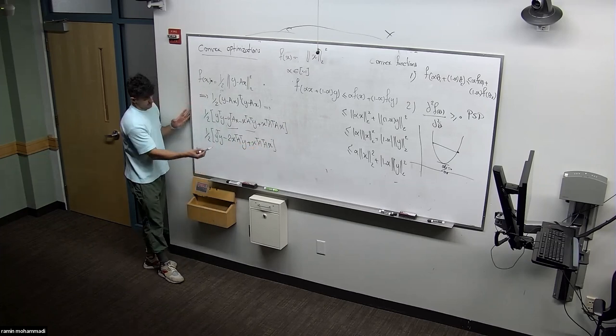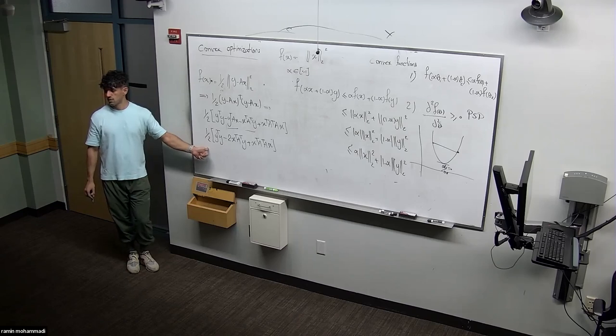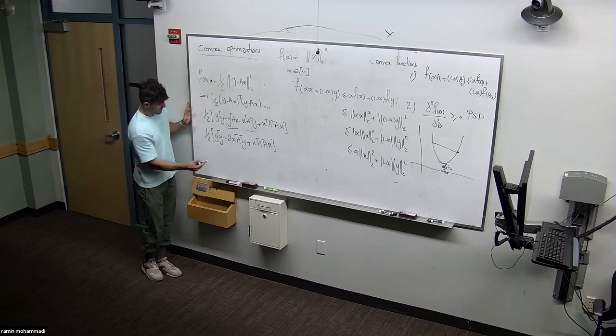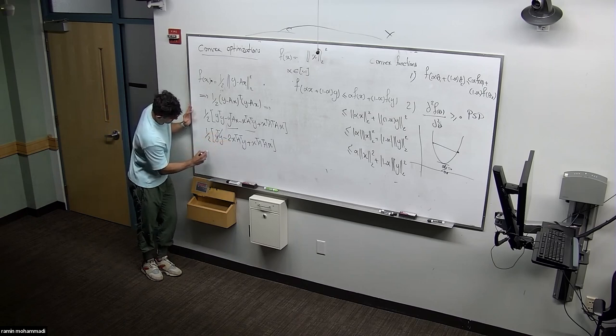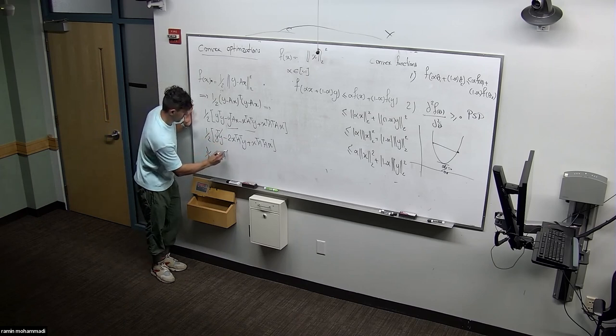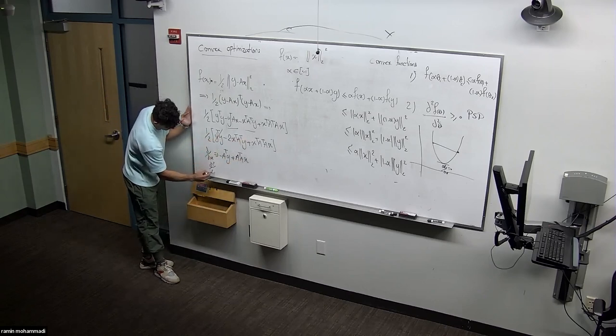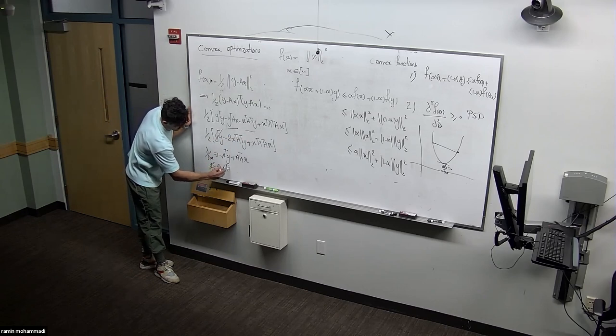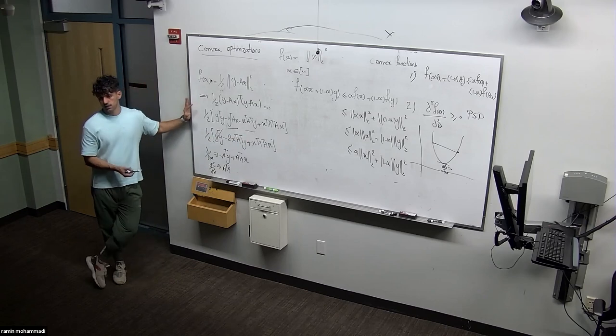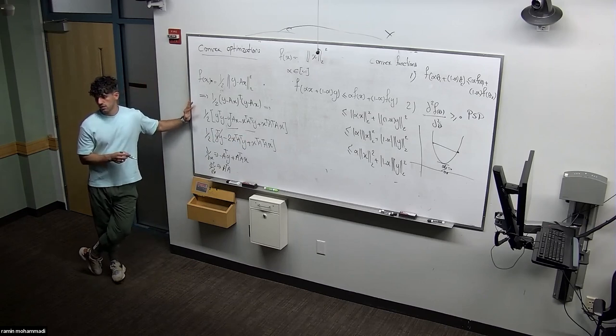Now, what you need to do is take two derivatives of this term with respect to x. The first derivative gives you A transpose A x minus A transpose y, where the 2 and the 1 over 2 cancel. You take a second derivative, which basically gives you A transpose A. And A transpose A is always greater than or equal to 0.